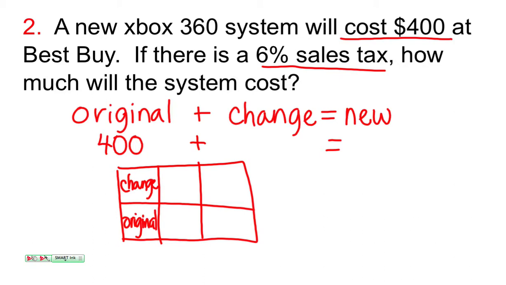Now we don't know the change in the price or the tax, so that's your X. We do know the original amount, 400. We also know the tax percent, which is 6%, so that's going to be 6 over 100. Now solve for X. You can pause the video, and then when you have your answer for X, you can hit play.